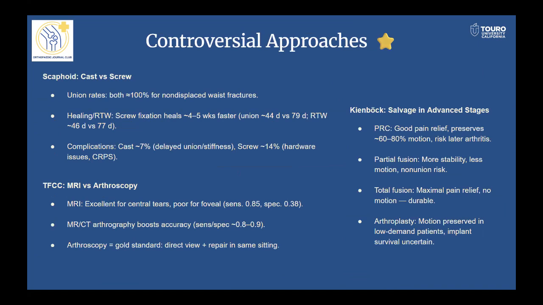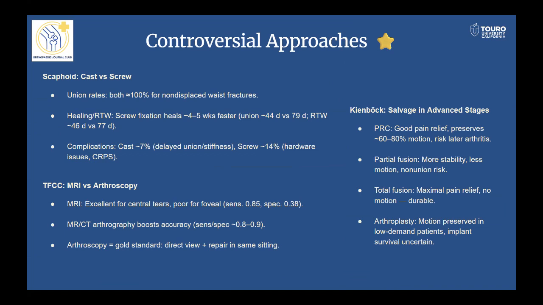Okay, and then I'll just blaze through this final little bit here really quick for us. So union rates. For non-displaced, it's like 100% for both. Both options work. Almost every non-displaced scaphoid waist fracture heals. So when we get to healing with a screw fixation, it's usually 4 weeks faster. The difference is really about speed.